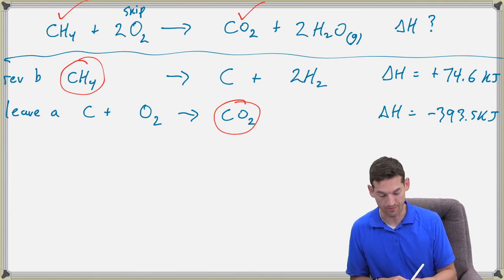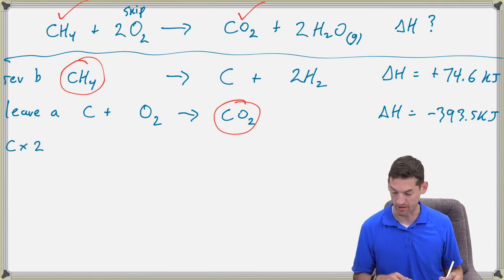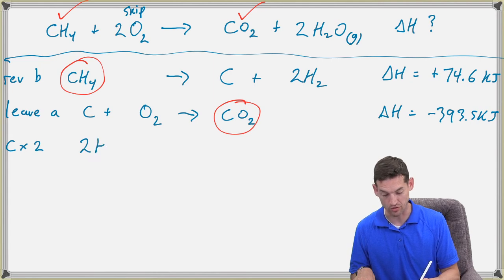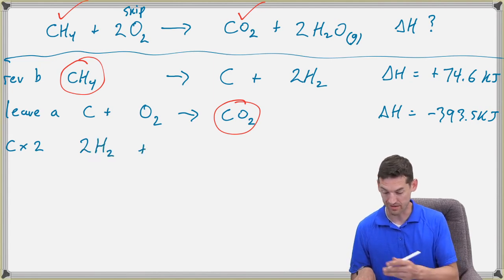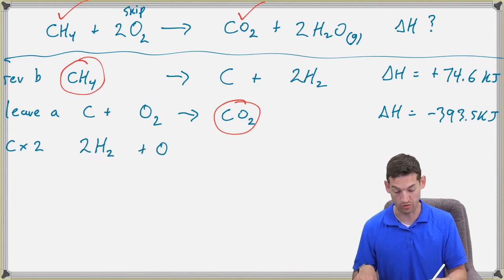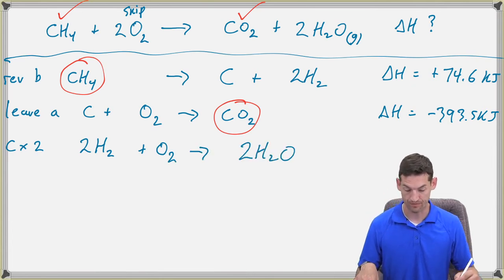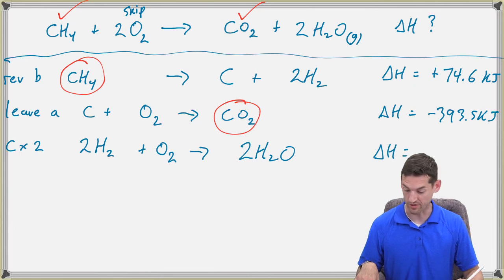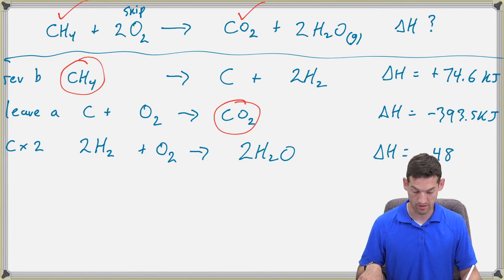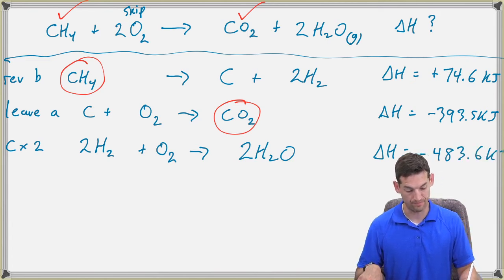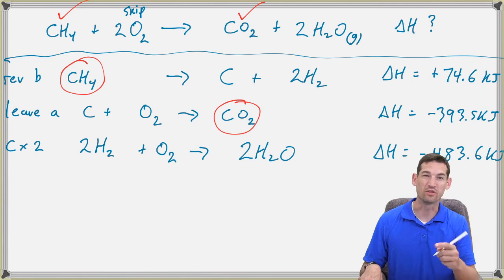So I'm going to take reaction C and double it. So that's going to give 2 H2s plus half O2 doubled is just an O2. And then 2 H2O. So that means I've got a delta H of negative 480. Not even going to check that one.